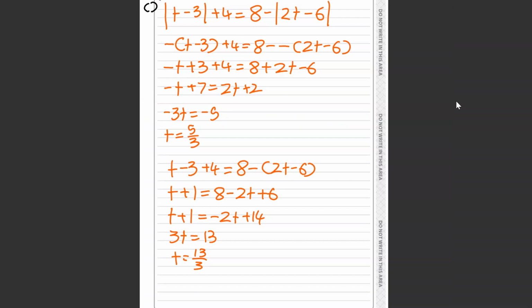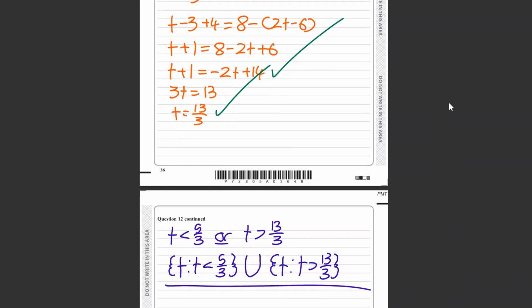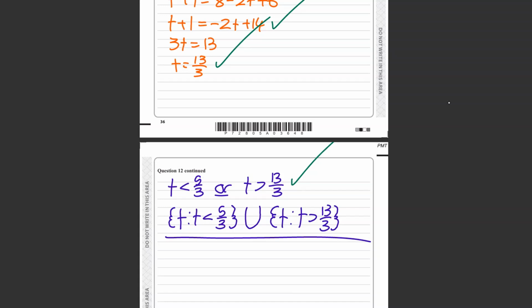This is worth 5 marks. In order to get the 5 marks, you get 1 mark for getting this equation here, another mark for getting this equation here, another mark for getting the correct t values, another mark for getting the correct inequalities here with the or, and a final mark for writing it in set notation.